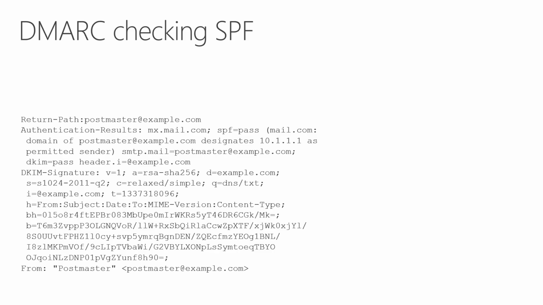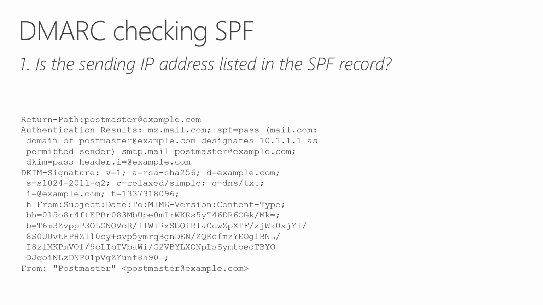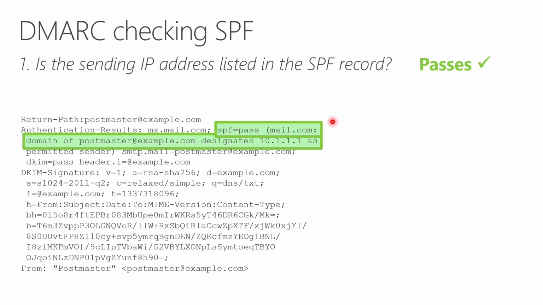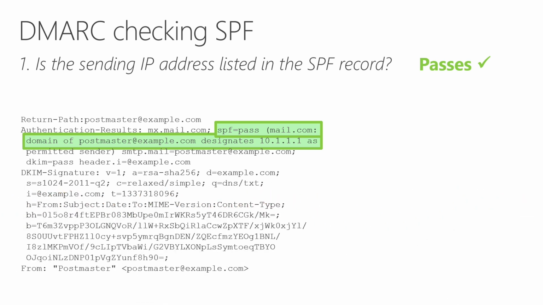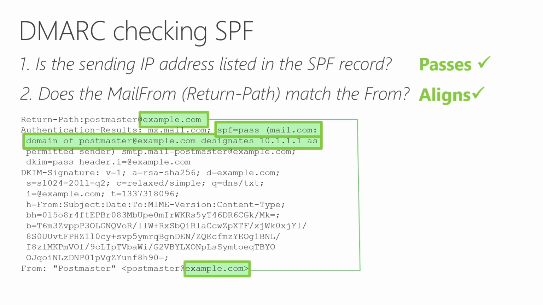Yes, sure. Now, when we think about DMARC and how it's used to check SPF, first we're going to check and see if the IP address is listed in that SPF record. In this case, we do see that SPF passes. The message being sent from 10.1.1.1 is approved for sending from example.com. Then we're going to check to make sure that the return path domain and the P2 domain match. Right here at the top, this is the original sending, the P1, and this is the header, the P2. Both of these align, so we're good to go.